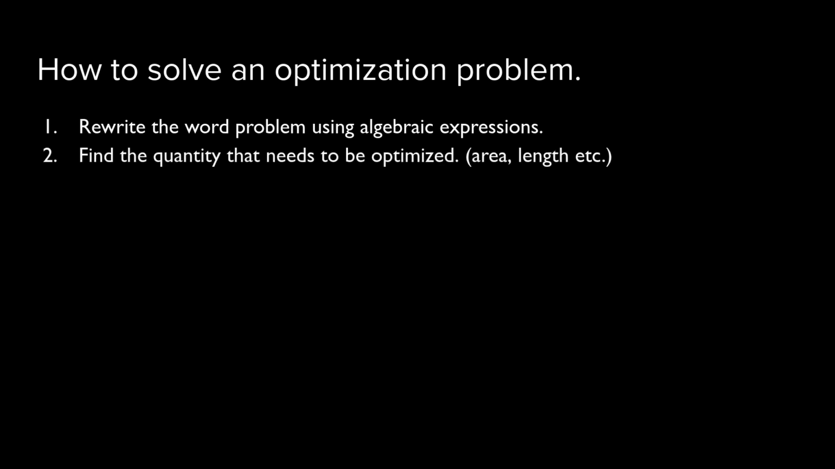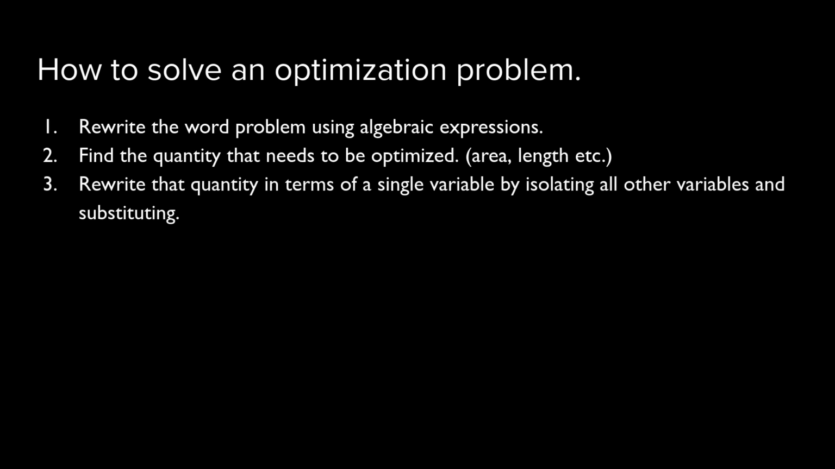Number 2, find the quantity that you need to optimize. This is going to be the thing that they ask you to maximize or to minimize. Number 3, rewrite that quantity in terms of a single variable. Usually it'll be a double variable expression, like area equals length times width. What you're going to want to do is use your other expressions to isolate all but one of those variables, and then plug them back in so that you only have one variable in your expression.